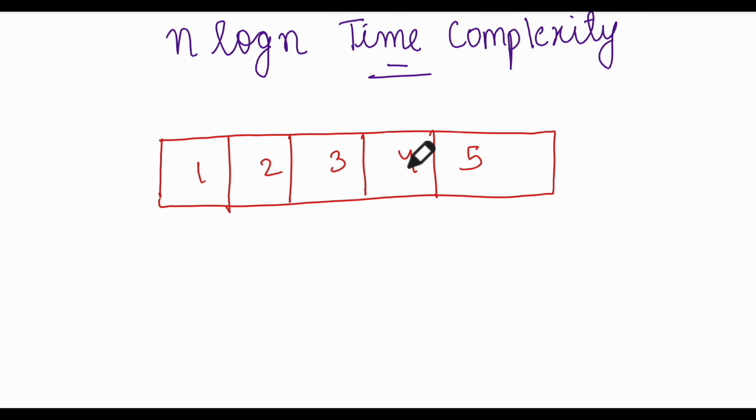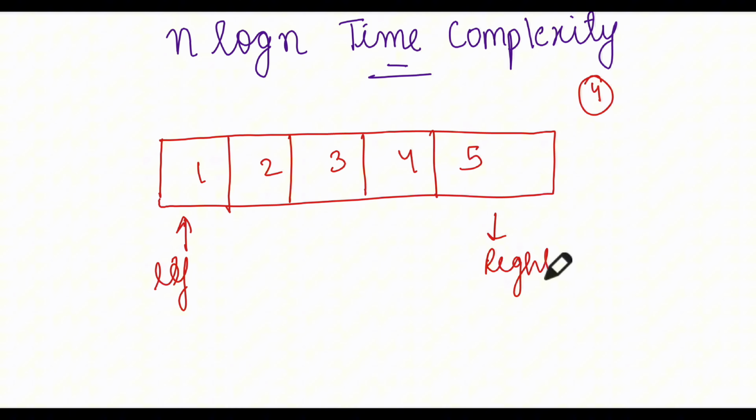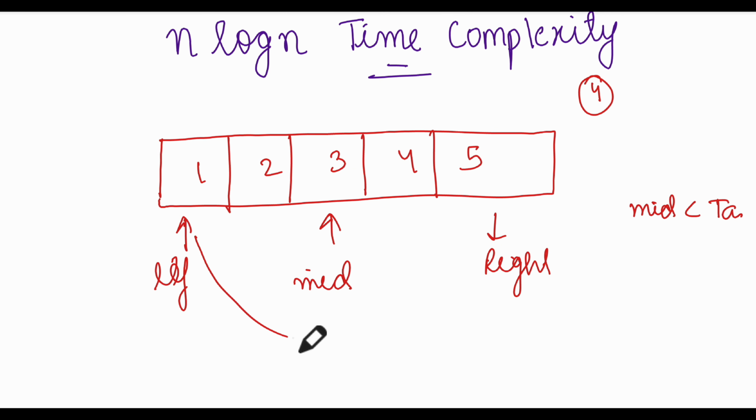Okay, so for example, let's say I have to search for the element 4 inside this particular list. How will I do it? I will assign a left pointer and I will assign a right pointer. Once I do that, there will be a mid pointer, which will be 3 here. The condition is that if my mid value is less than my target, then I shift my left pointer to mid plus 1. So this will become my new left pointer.